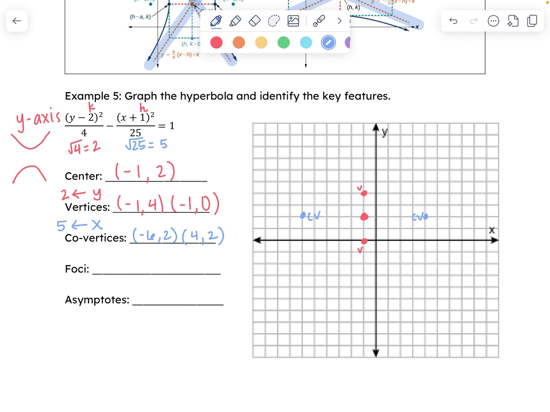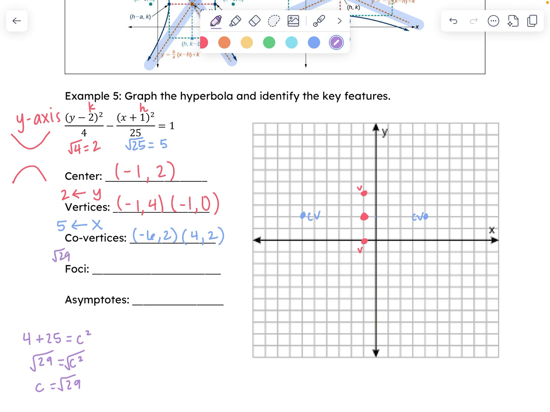Okay, now finding the foci is just the Pythagorean theorem, not the quadratic formula. Okay, a squared plus b squared equals c squared. So a squared is that 4, b squared is the 25, and then I need to find c squared. So 29 is equal to c squared. Square root both sides, so c is the square root of 29. And that one cannot be broken down, so we're just going to leave it like that.